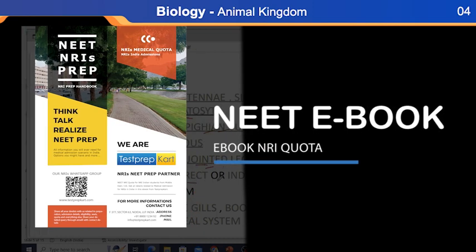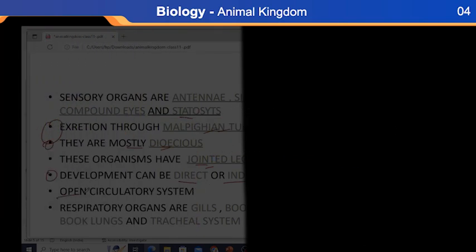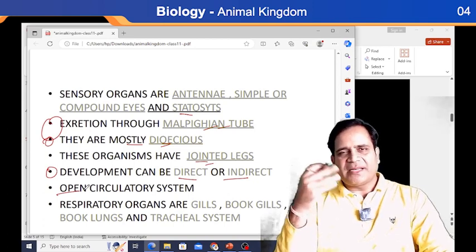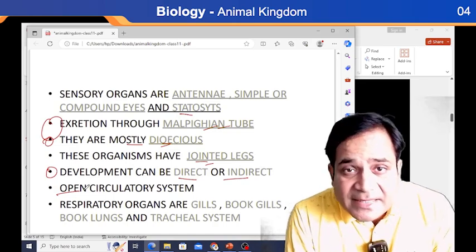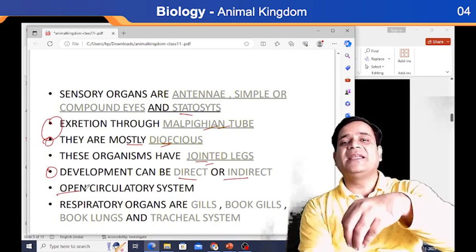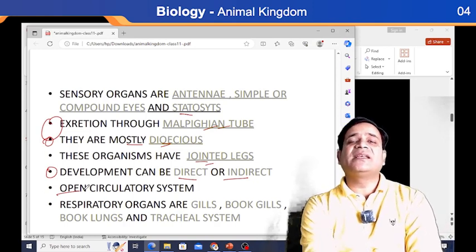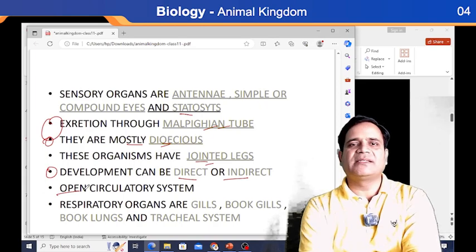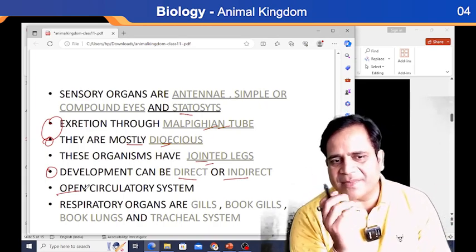Now see, development is direct or indirect. Open circulatory system. Here, open circulatory system means what? There are two types of circulatory system: one is open, the second one is closed. If I'm talking about the open circulatory system, it means the blood directly bathes the body cells or tissues. But the closed circulatory system means that the blood passes through the blood vessels, my dear. So this is the basic thing, right?